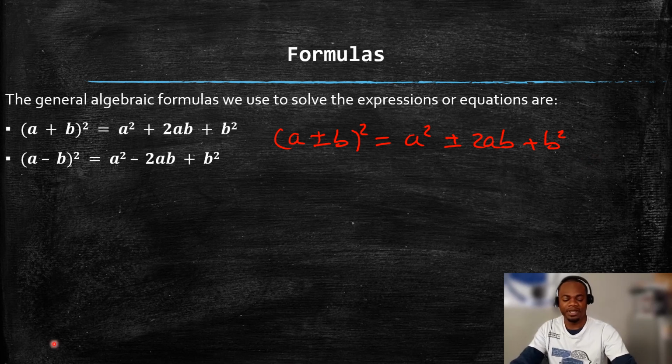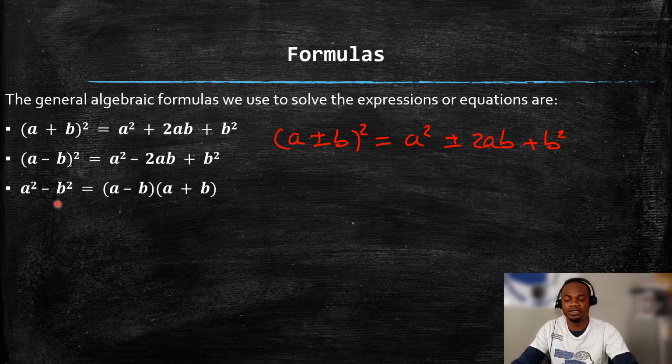And then we also have what is called the difference of two squares, a squared minus b squared. This can be equal to (a minus b) times (a plus b).